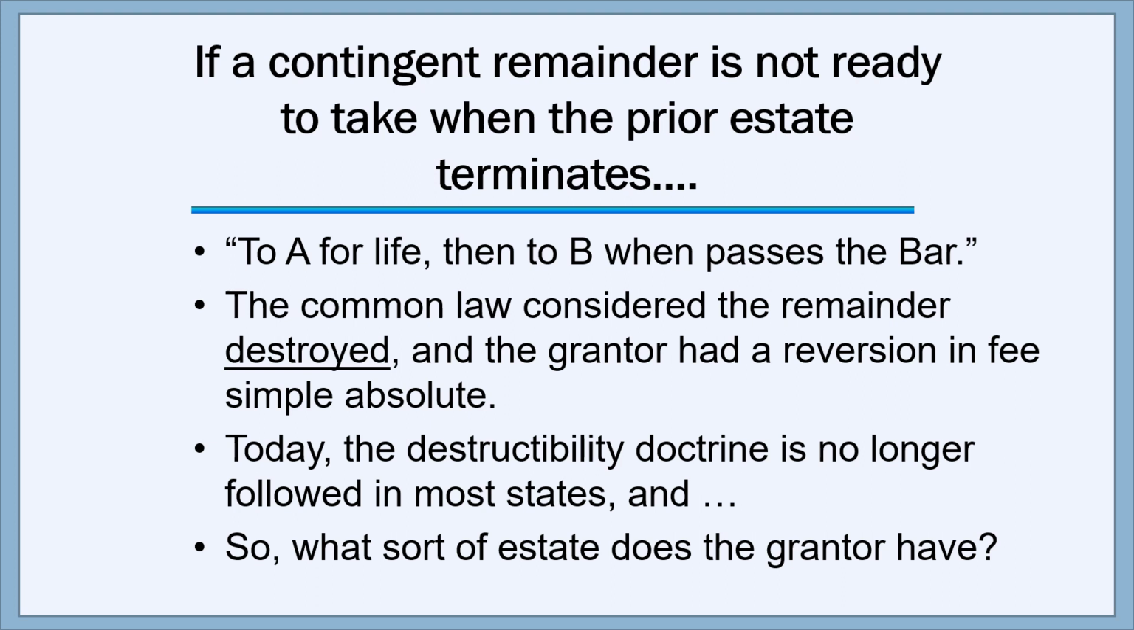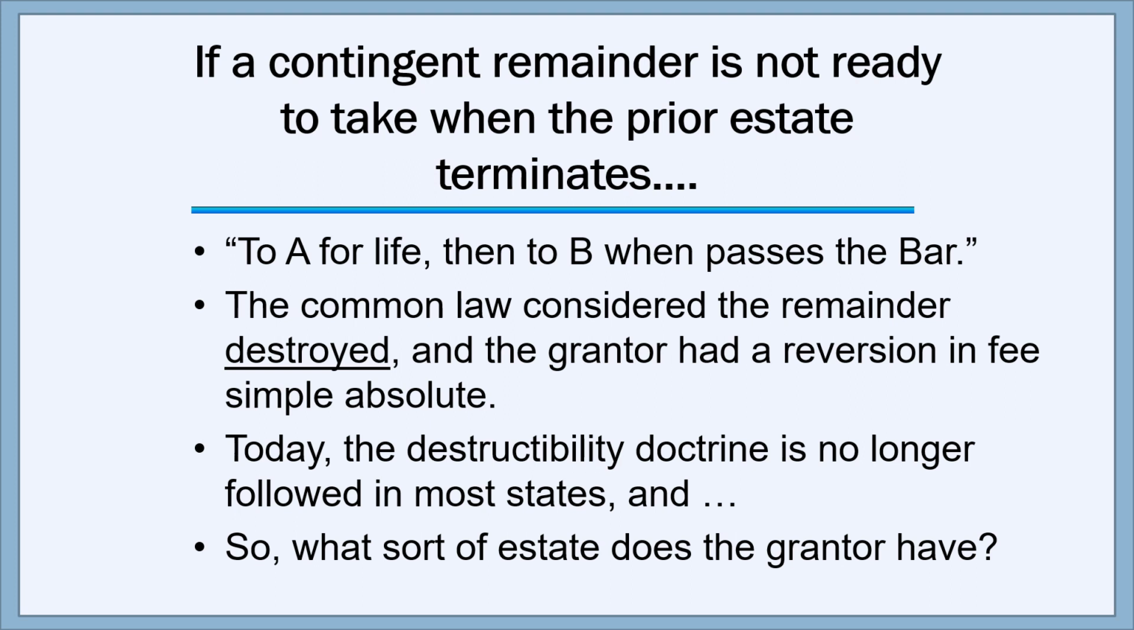And if we followed the destructibility doctrine, we'd say the grantor had a reversion in fee simple absolute. But in this case, because destructibility is no longer followed in most states, we'd say that the grantor has a reversion, but it's a sort of a temporary reversion. It will only last until B passes the bar. Now, B might not ever pass the bar, in which case when B dies, the grantor's reversion becomes a permanent possessory fee simple absolute. But since B is still living and B might pass the bar in the future, we might say that the grantor has a temporary reversion.